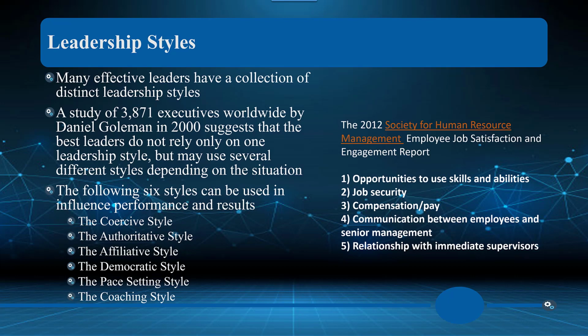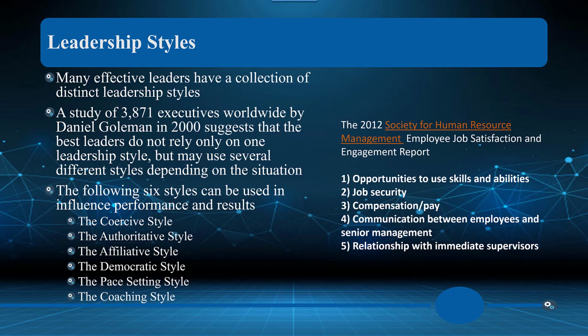If somebody is not motivated by having a boss that's authoritative, but likes to be coached, then we need to coach that person. Okay? So notice the 2012 Society for Human Resource Management Employee Job Satisfaction and Engagement Report on the right. This is what they found were the top 5 things that motivated employees. So the first is opportunities to use skills and abilities. So what this means is we have to figure out what the skills and abilities of a person on our team are and allow them to leverage those to create job satisfaction and to become leaders themselves.